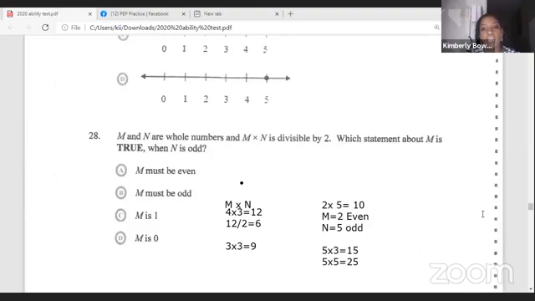Which statement about M is true when N is odd? If N is going to be odd, then M has to be even, because if N is odd and M is odd, then it will not be divisible by 2. So therefore, trying again with 2 and 5, M being 2 and even, and 5 being odd, when that is multiplied, we get 10, which is divisible by 2.